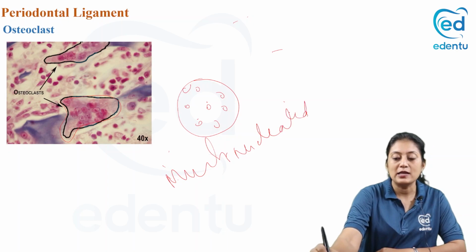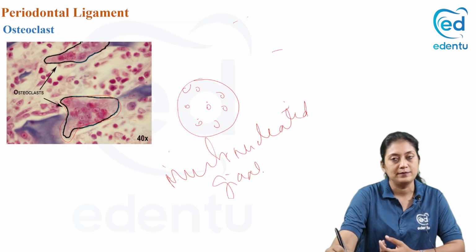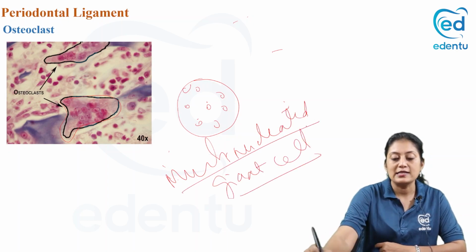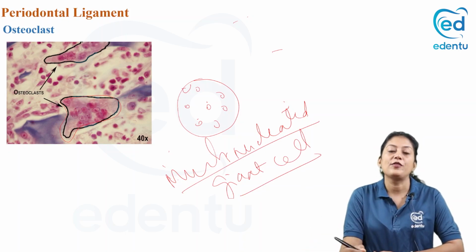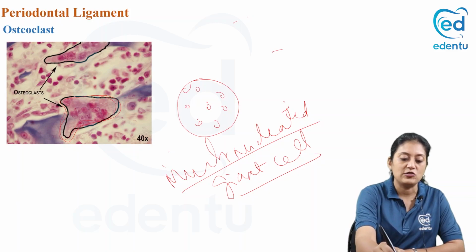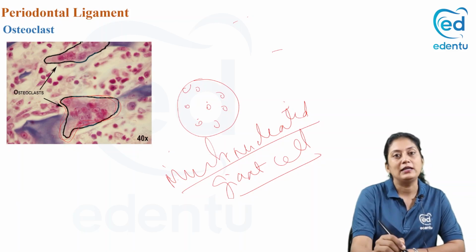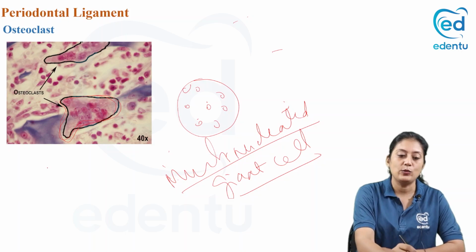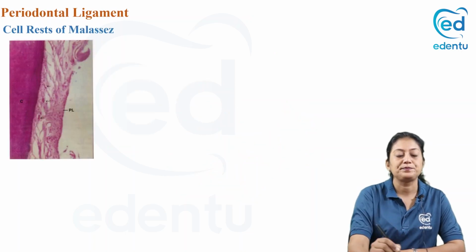Why do you call it a giant cell? Because the cell size is very big. So multinucleated giant cell is how the appearance of an osteoclast will be under a microscope, like how you see in this picture here. A large cell with multiple nuclei inside that. That is the unique feature of osteoclast.